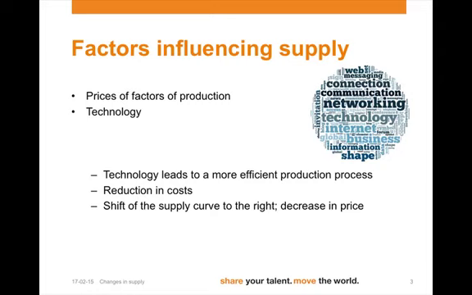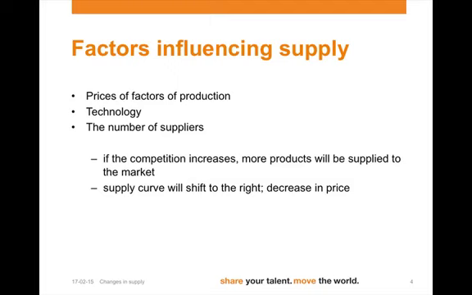The second factor influencing the supply curve is technology. Technology leads to a more efficient production process. And as a consequence, it leads to a reduction in cost. This will lead to a shift of the supply curve to the right, and that will cause a decrease in prices.